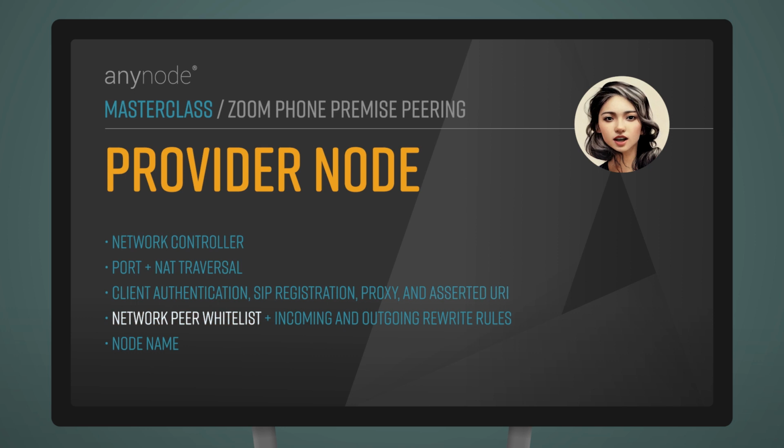The network peer whitelist and the incoming and outgoing rewrite rules, which allow administrators to configure rules for incoming and outgoing calls. And finally, the importance of assigning a node name to the provider node. Overall, this chapter provides essential guidance on configuring anynode as a provider node for Zoom Phone premise peering.